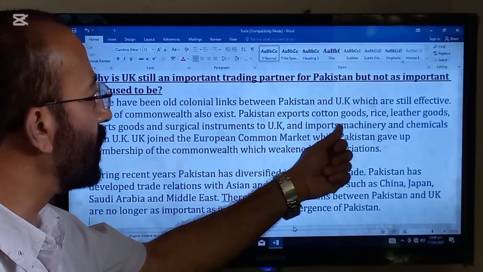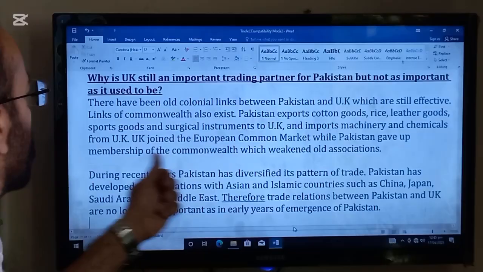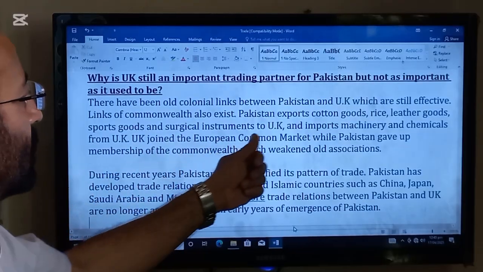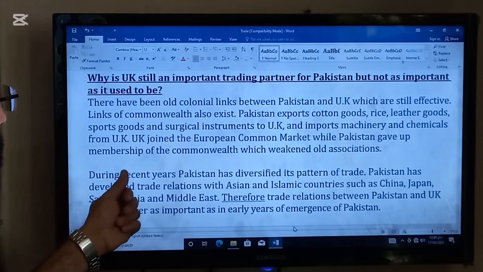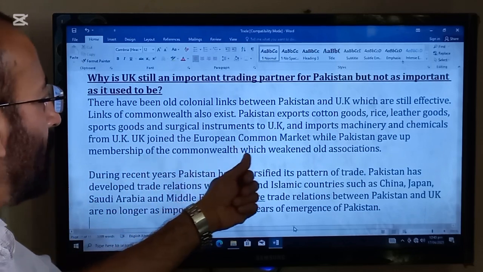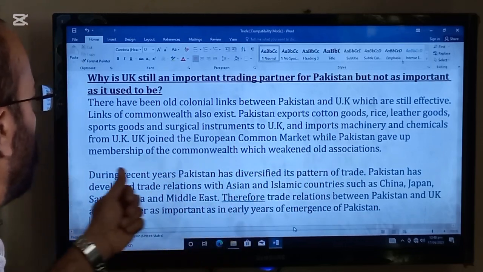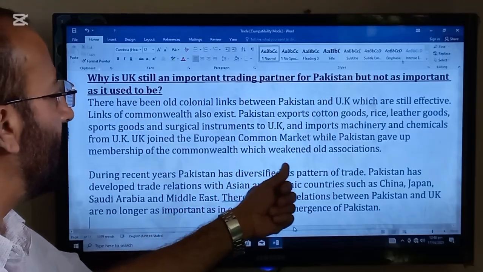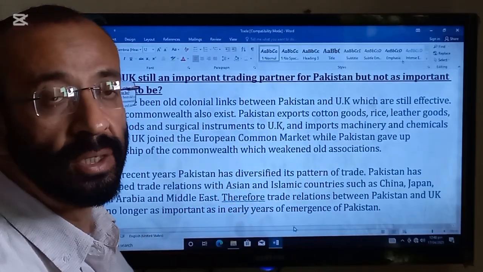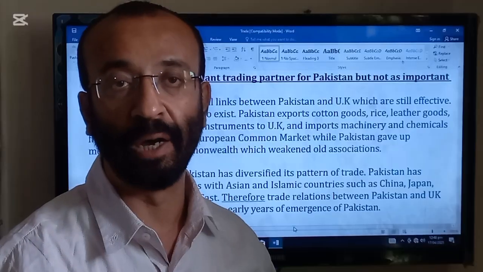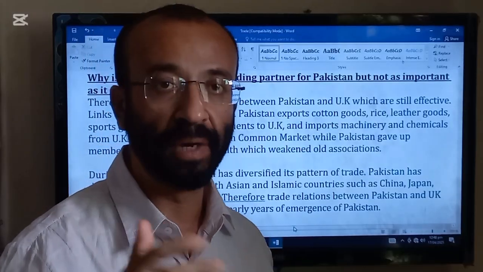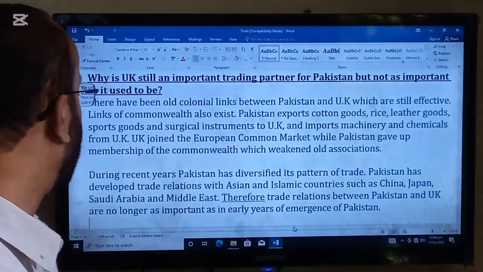Pakistan exports cotton goods, rice, leather goods, sports goods, and surgical instruments to the UK, and imports machinery and chemicals from the UK. The UK joined the European Common Market while Pakistan gave up membership of the Commonwealth, which weakened old associations. So this is the point due to which our relations are less strong now, because we have given up the membership of the Commonwealth.